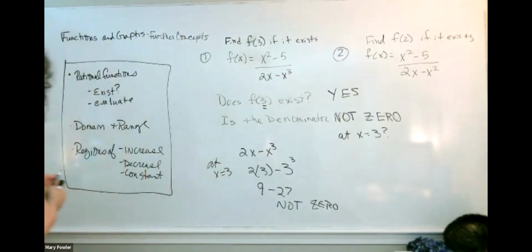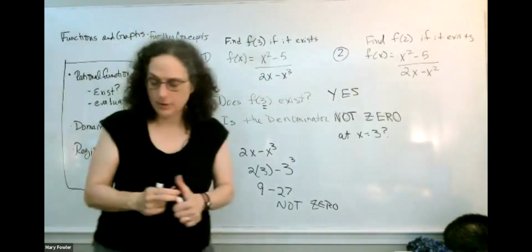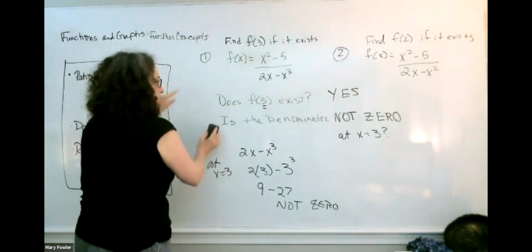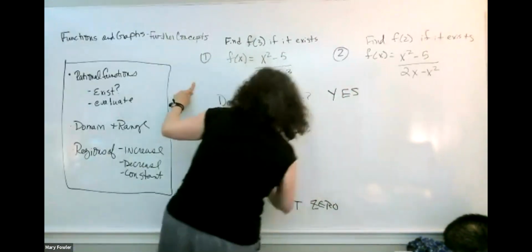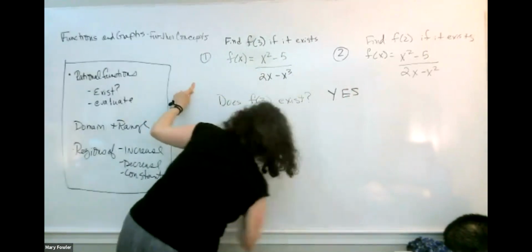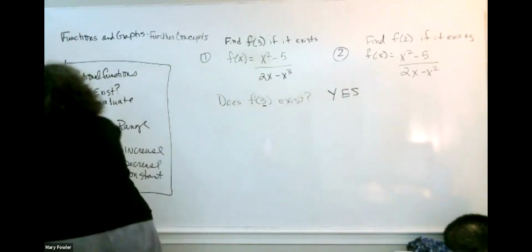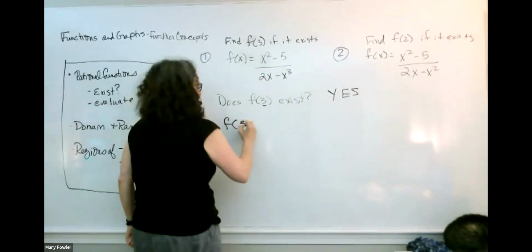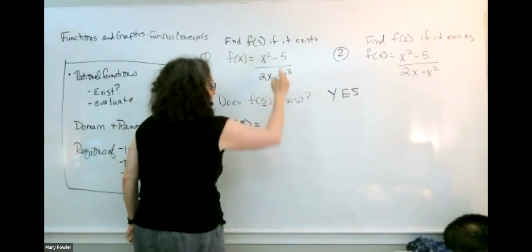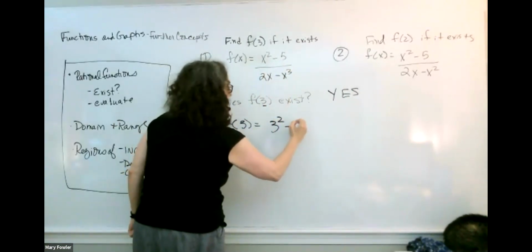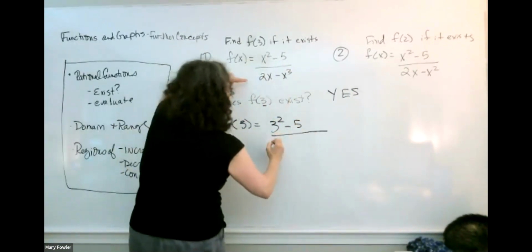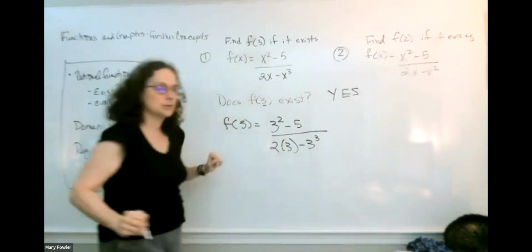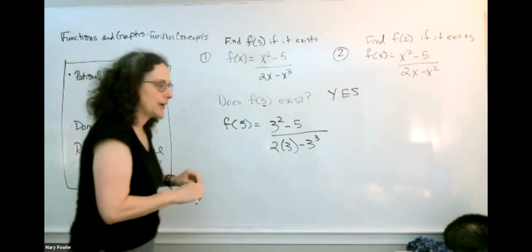Okay, so now that we know that f of 3 exists, let's go ahead and evaluate the function at x equals 3. Let's find f of 3. f of 3 is equal to, substituting in, 3 squared minus 5 divided by 2 times 3 minus 3 cubed, to the third power.